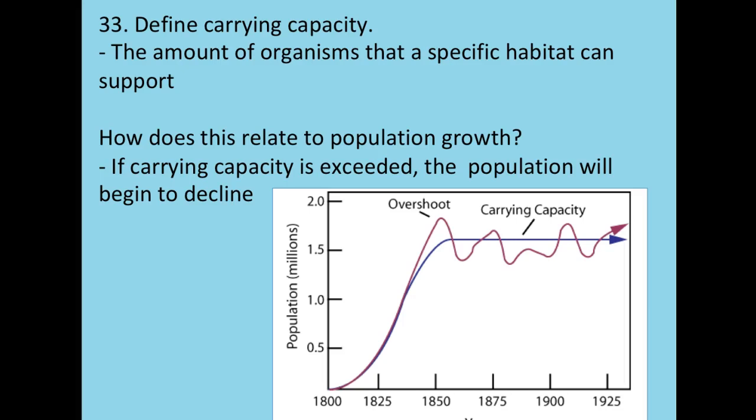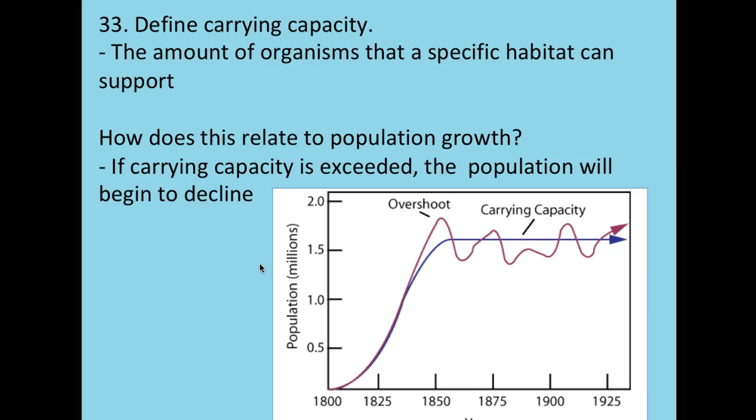33, carrying capacity. Carrying capacity is just the amount of organisms that can be supported in a particular habitat based on resource availability. So access to water, shelter, food. How does this relate to population growth? If the carrying capacity is exceeded, the population is going to begin to decline.